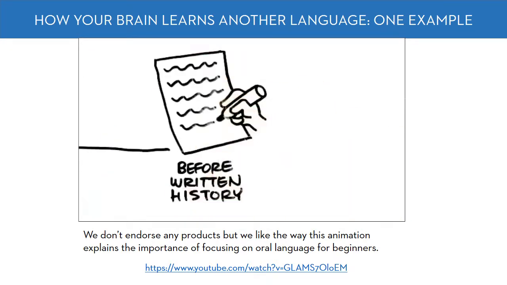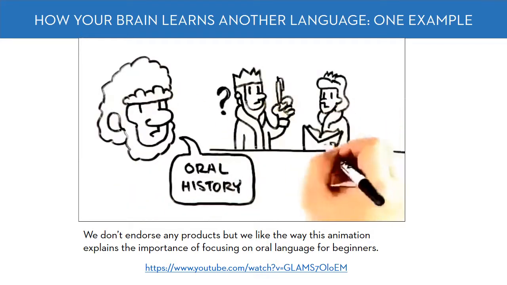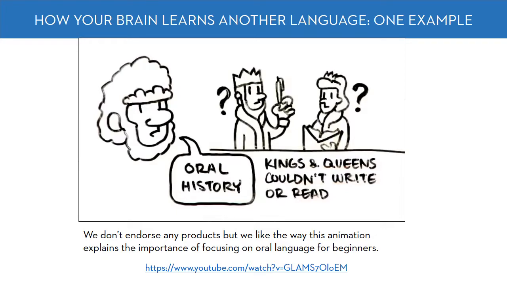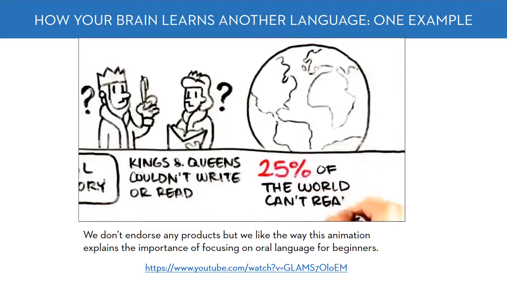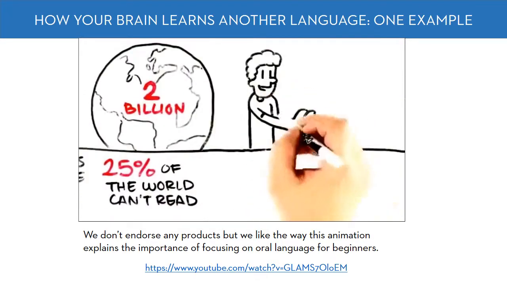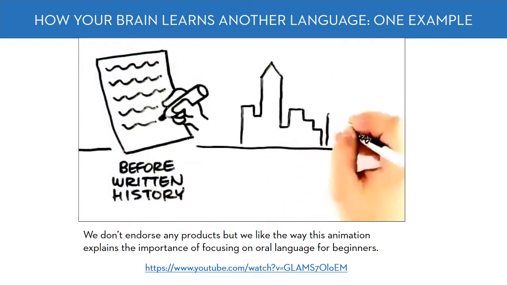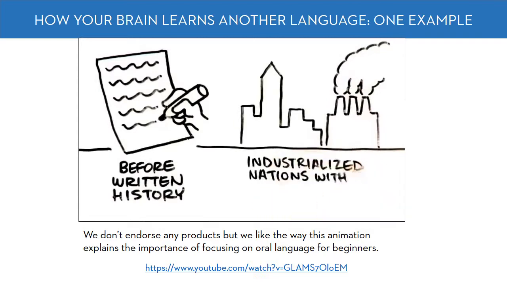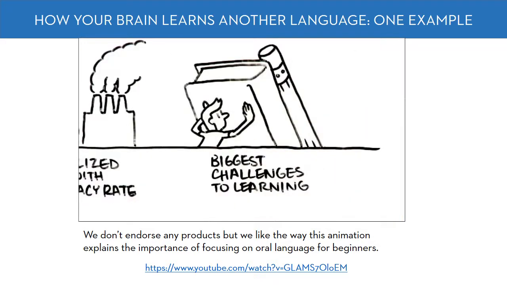Before written history, we had an oral history. Most people, even kings and queens, couldn't write or read in ancient times. Even today, still 25% of the world's population of 7 billion can't read, which is about 2 billion people. And these adults can function and interact normally with each other. But when you look at the industrialized nations, which have a 97% literacy rate, one of the biggest challenges to learning another language is the fact that adults are able to read and write, at least initially.